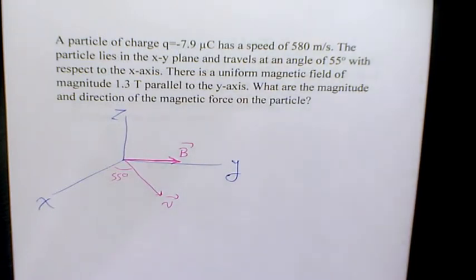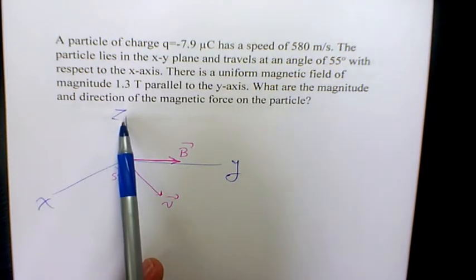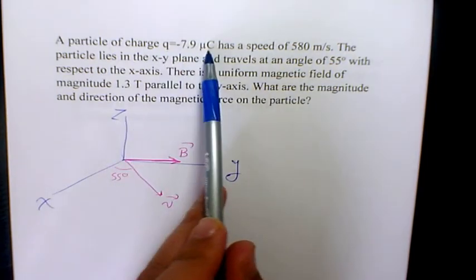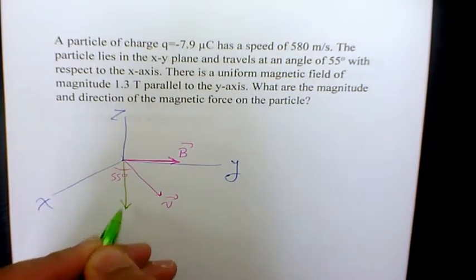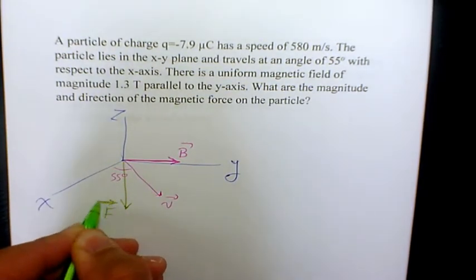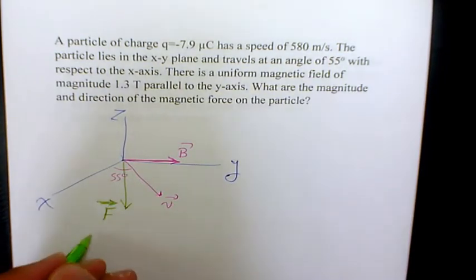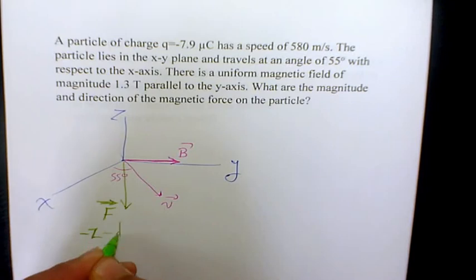First of all, let's find out the direction. If we have the thumb toward velocity and four fingers toward the y-axis, then the palm is showing the positive side of z. But since we are dealing with the negative charge, we need to make it the other way around. So then it means that the force is going toward the negative side of the z-axis, or negative z direction.